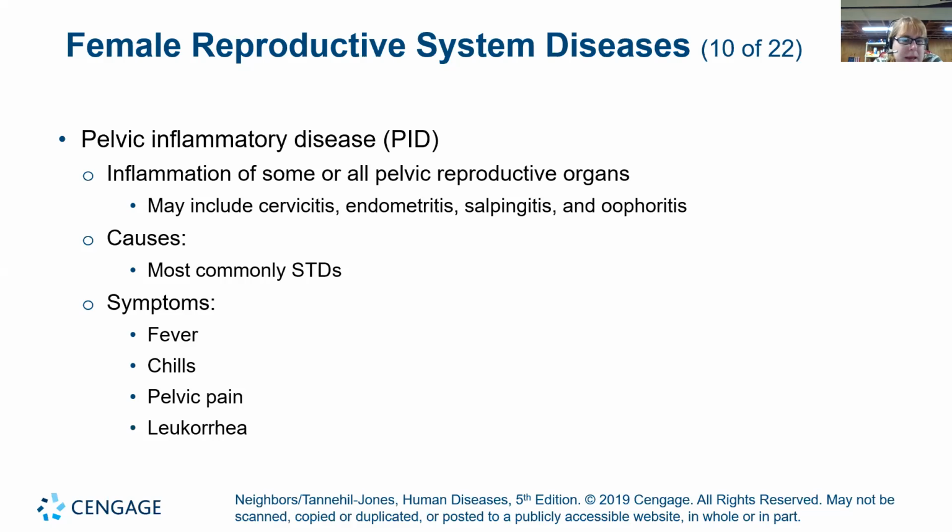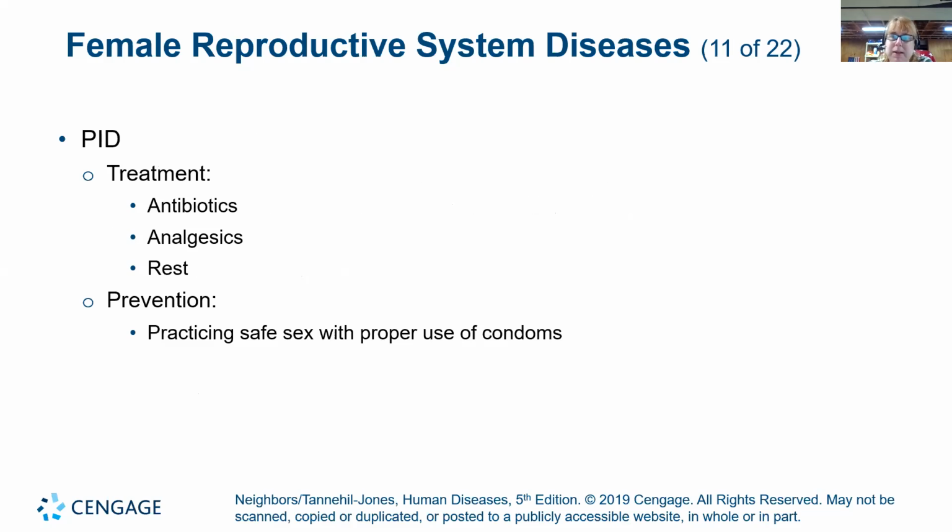So PID usually presents as fever, chills, pelvic pain, and leukorrhea, okay, or pus discharge. The treatment is to find out what is causing the problem. It's usually bacterial, okay, and pain medicine and rest. And the big prevention of getting PID is to avoid an STD or an STI in the first place. So practicing safe sex with proper use of condoms.